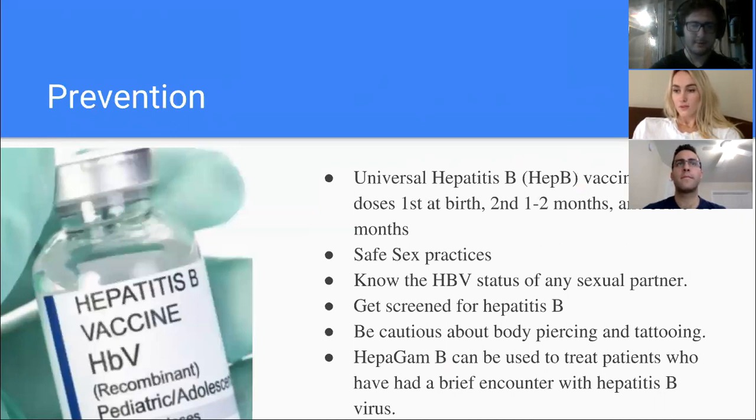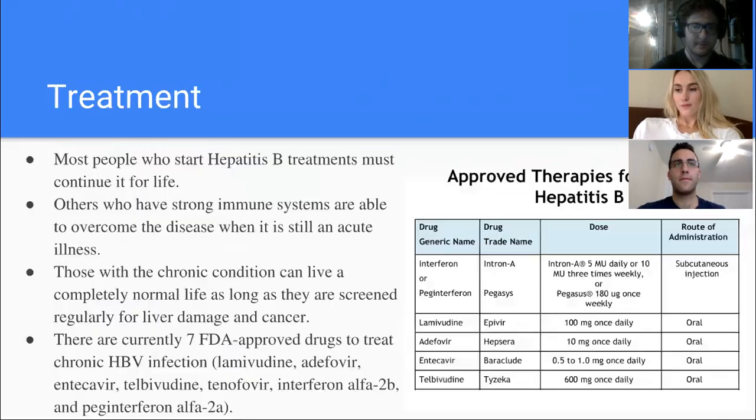Secondly, those who might have been in contact with the virus can also receive HepaGam B to help prevent the virus from developing into an infection. There are also many non-medical ways to prevent the illness. Safe sex practices, knowing the infection status of any sexual partners, getting screened for the virus, and being careful about where you get tattoos, piercings, and medical care all help prevent transmission.